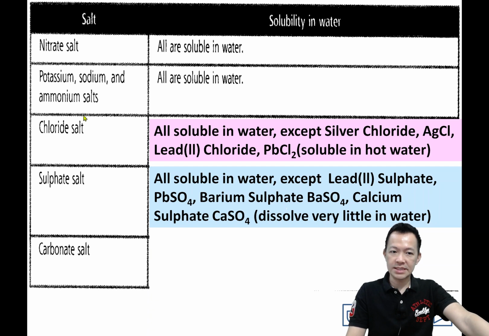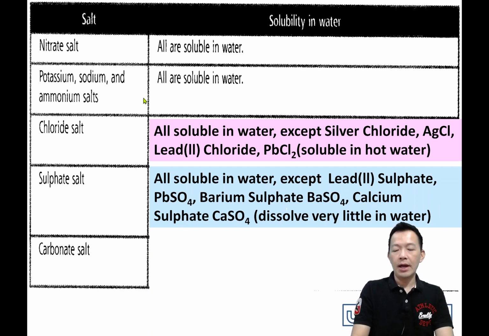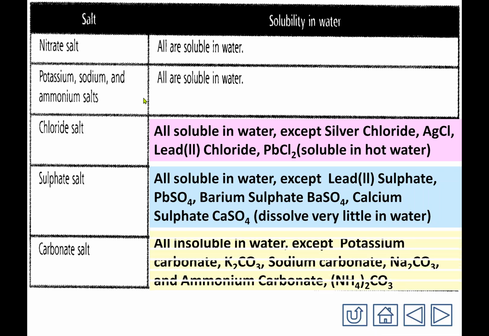Except 除了水呢？那 potassium carbonate, sodium carbonate, ammonium carbonate 除了这3种 carbonate 以外，全部都不能溶。So all carbonate insoluble except potassium carbonate, sodium carbonate, and ammonium carbonate 除了这3种能溶，其他的都不能溶的。OK, and now I have to go 了，我一定要避开了，对不起，暂时避开不了。Okay, so carbonate all insoluble in water 全部不能溶解在水。Okay, except potassium carbonate, sodium carbonate, and ammonium carbonate.